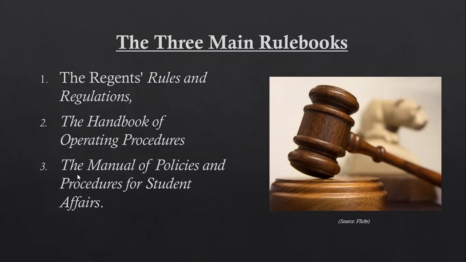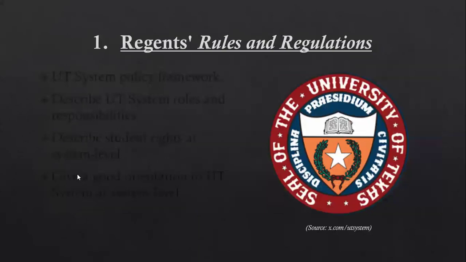There are rulebooks galore in bureaucracies like higher education or in government or wherever else. Always there are plenty of rulebooks, but these are the three main ones that I think an advocate needs to know to have a proper orientation for advocacy in a university environment. So let's look at the first one, the Regents' Rules and Regulations.